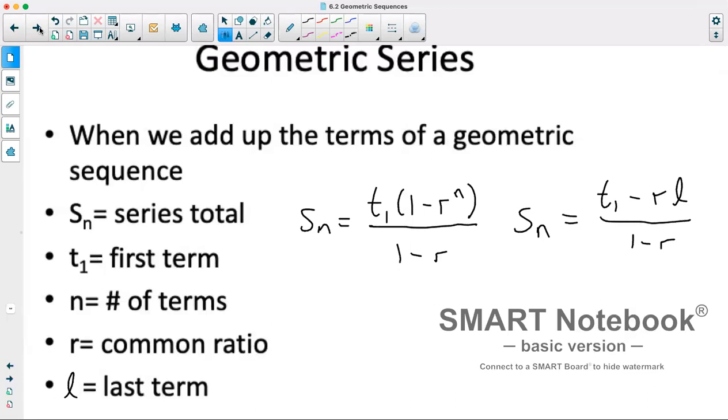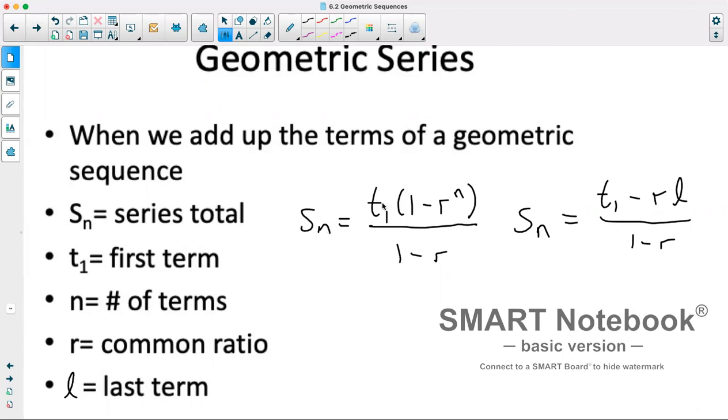So we have a couple different equations that we'll use to add up the terms of a geometric sequence. Sn represents the sum of our series. T1 is our first term in that series. N is our number of terms. R is our common ratio. L is our last term. So we've got two separate equations.